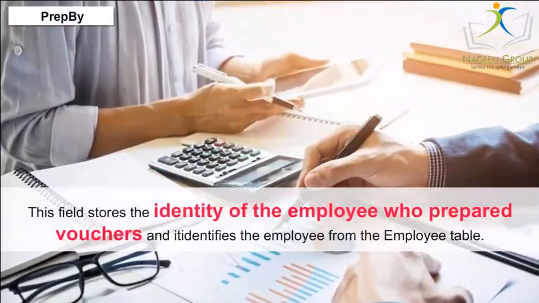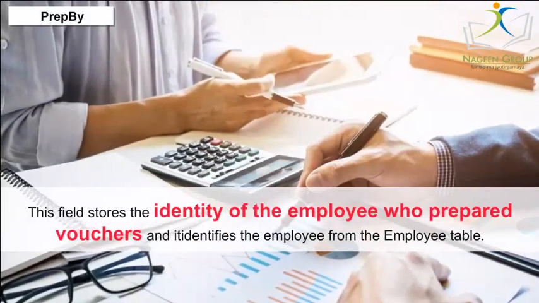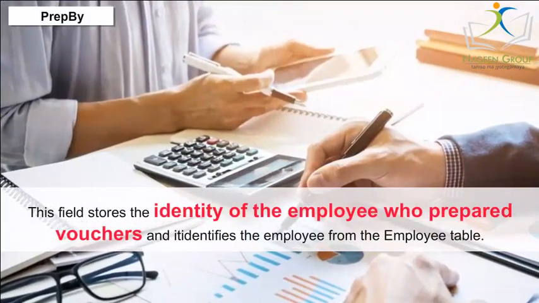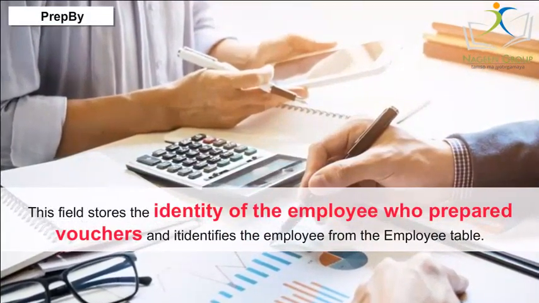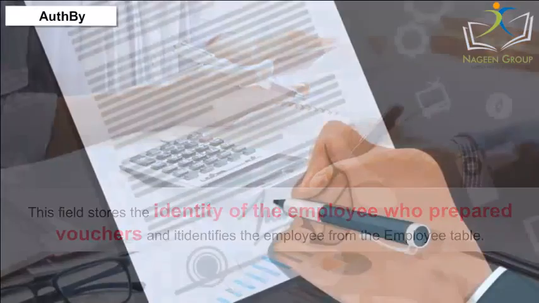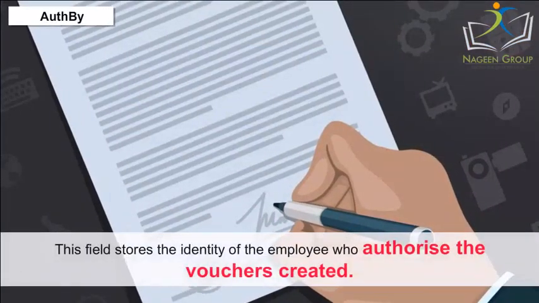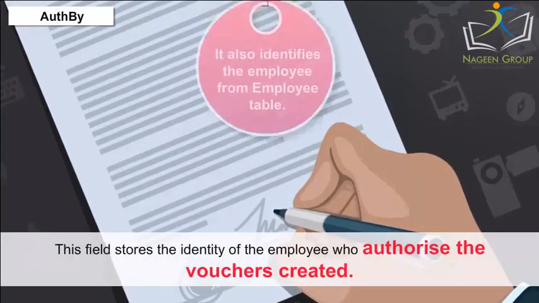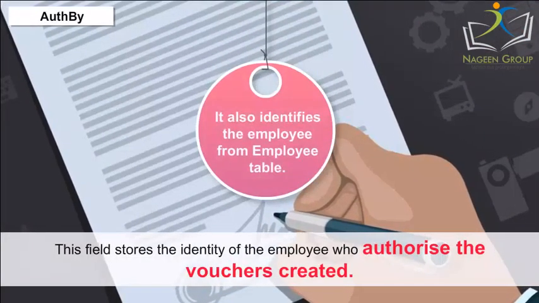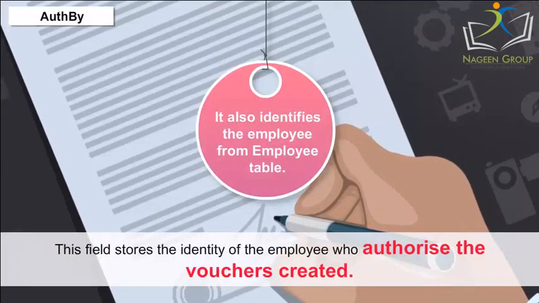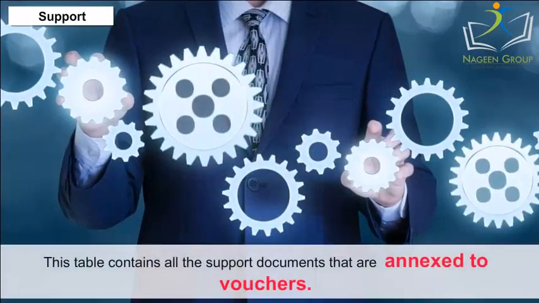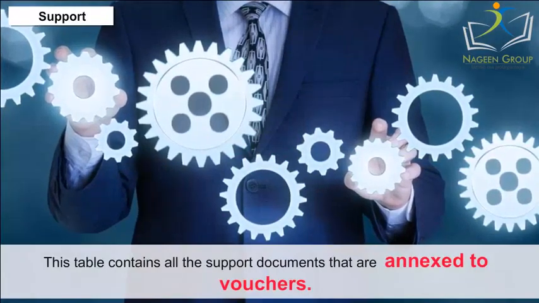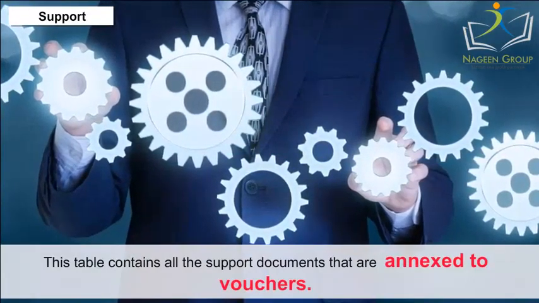This field stores the identity of the employee who prepared vouchers and it identifies the employee from the employee table. Authorized by. This field stores the identity of the employee who authorized the vouchers created. It also identifies the employee from employee table. Support. This table contains all the support documents that are annexed to vouchers.